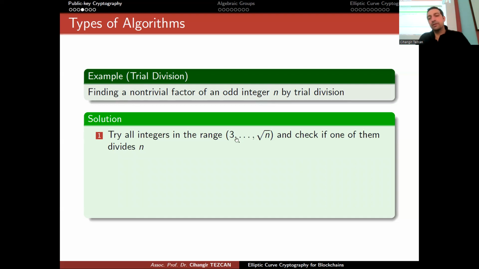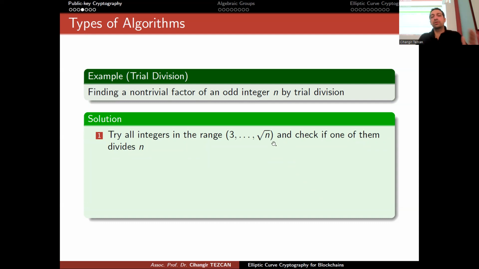You have to try everything until square root of N, because if there isn't any divisor of N in this range, there's no need to check the larger numbers, because it would mean that there are 2 integers larger than square root of N that divide N. But once we multiply those both numbers, that will be larger than N, which is a contradiction. So all you need to try is integers in the range from 3 until square root of N.